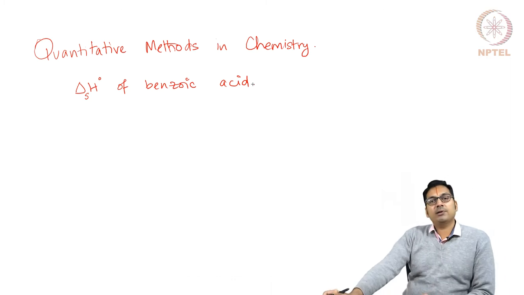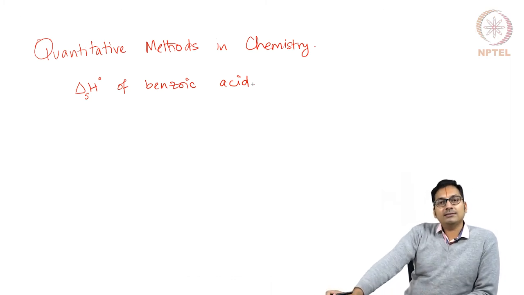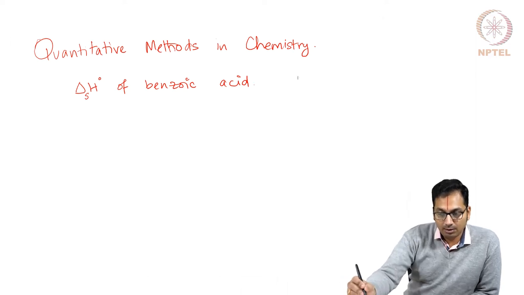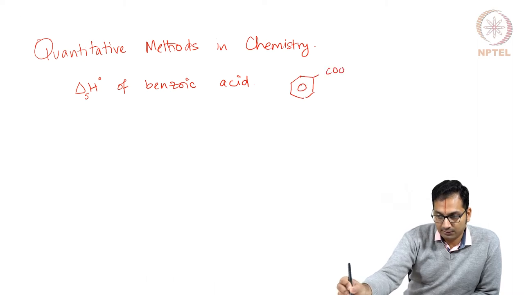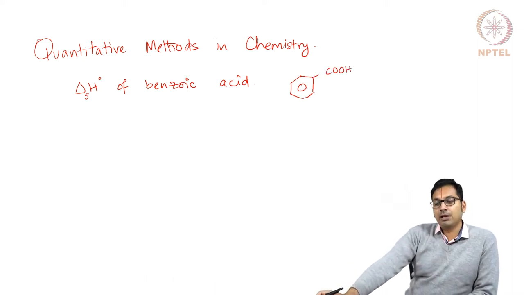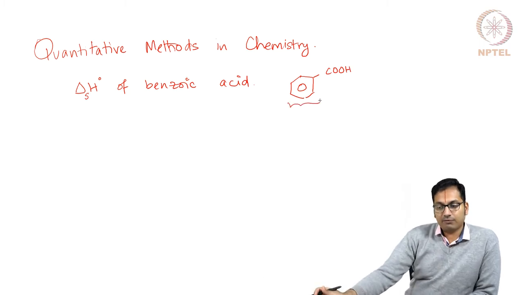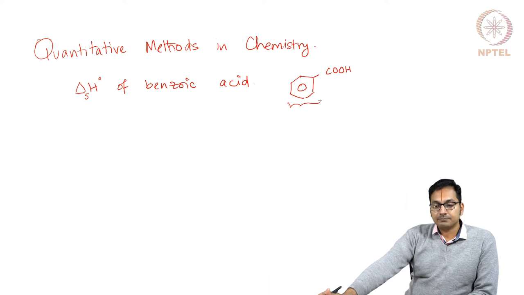So basically, this experiment will help you find the standard enthalpy change associated with dissolving solid benzoic acid in water. One would understand that benzoic acid, although it has a carboxylic group, a COOH group, doesn't dissolve that easily in water because of the presence of this aromatic moiety. We will try to understand how this experiment will be set up and what can be done.